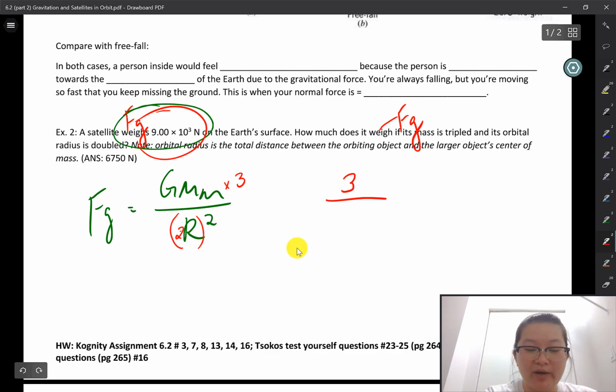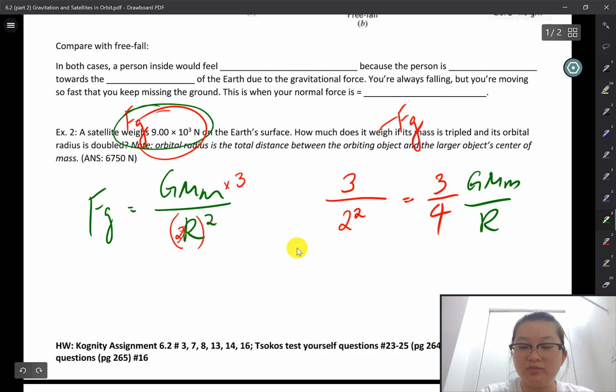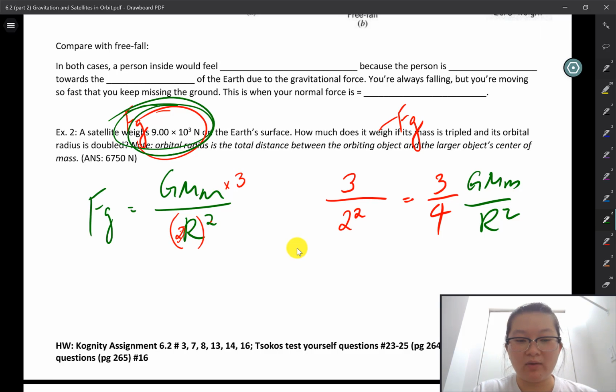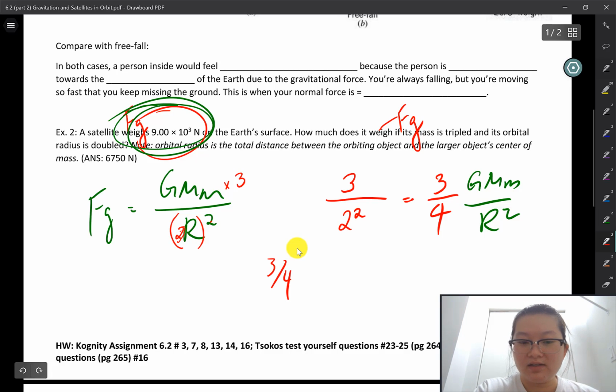So this is not just by a factor of a half, but a factor of a half to the power of 2, which is 2 to the power 2, which is 4. So this is 3 over 4 times the original force due to gravity, compared to before. So 3/4 of 9 times 10 to the power of 3. We'll do that right now. 3 over 4 times 9 times 10 to the power of 3 newtons.